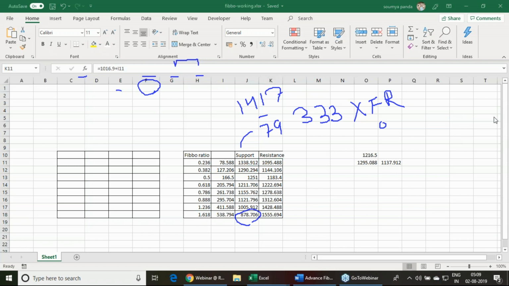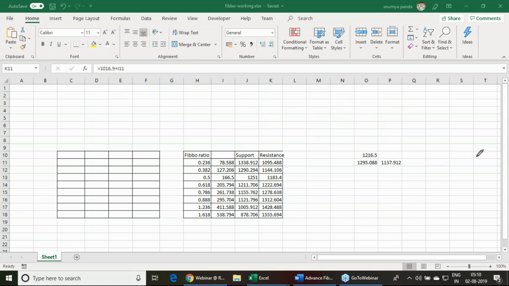So the recorded 52-week low was 1016.90, so 1016 rupees and 90 paisa. Here I'm just adding the 0.78 rupees and so on. So I'm getting all the resistances, and all the supports I have got.